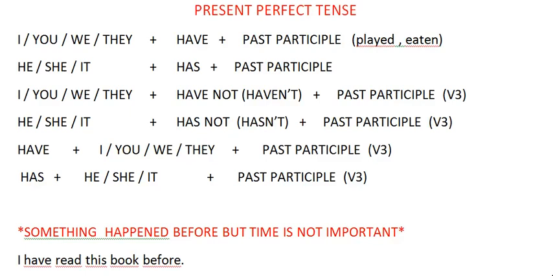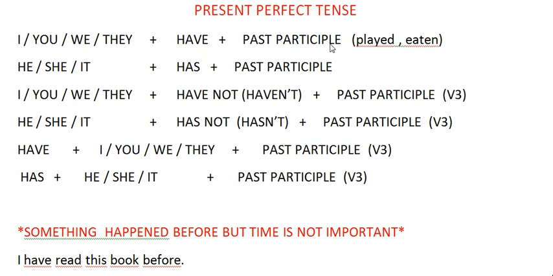In this lesson, we're going to see how to form the present perfect tense and how we use the present perfect tense in sentences. So let's start with how to form the present perfect tense. With the subjects I, you, we, and they, we use the helping verb have, then past participle.